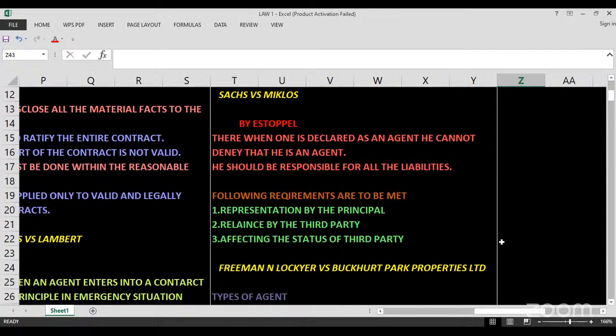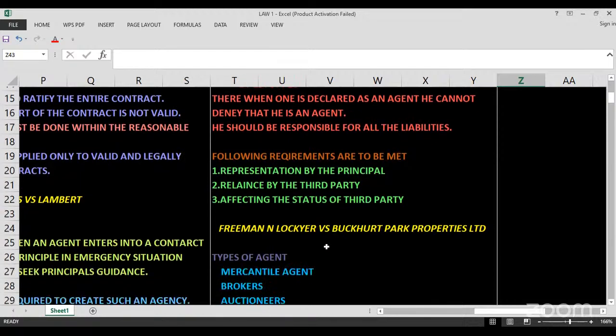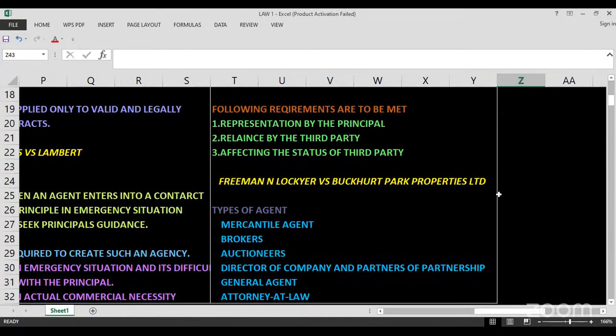Because of this agency, it should affect the status of the third party. That means because of this relationship, he is depending on them. He should believe that even if he is an agent, I should believe. And the case law related to this is Freeman and Lockyer versus Buckhurst Park Properties Limited.